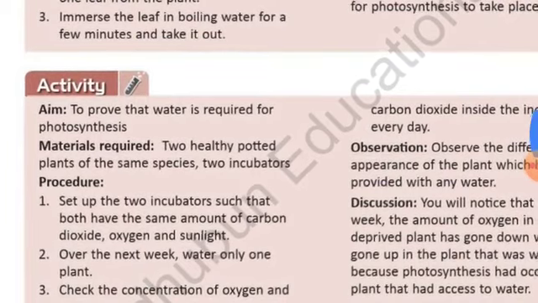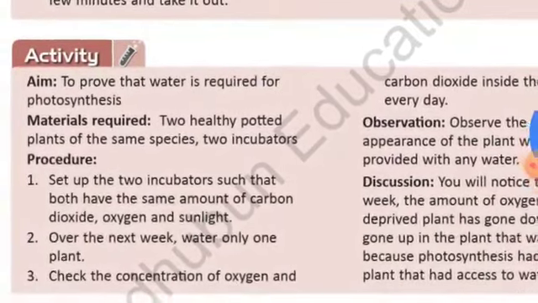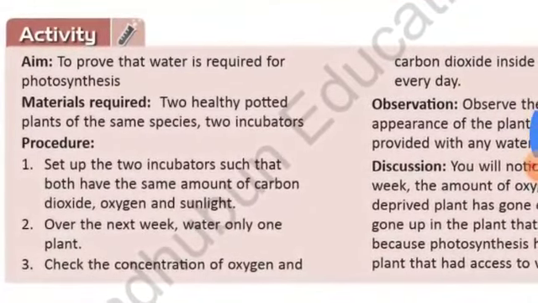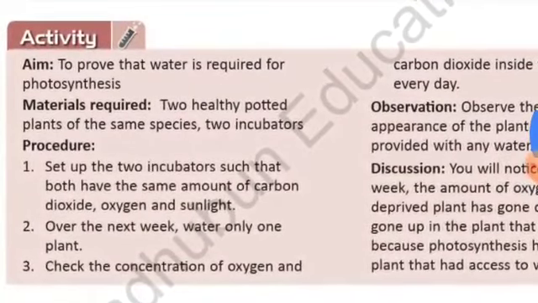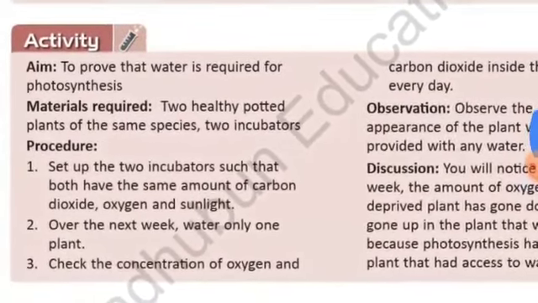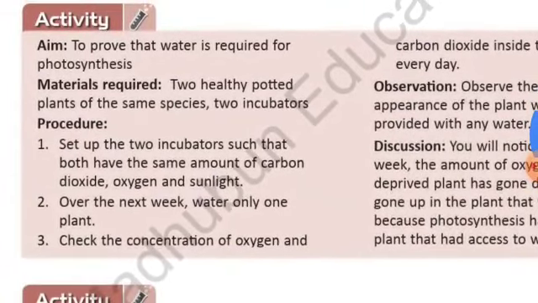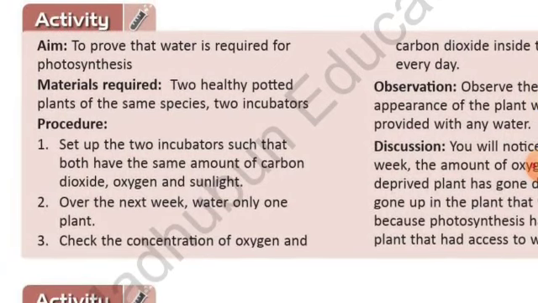These are the necessary factors, and these activities prove that if any one of these factors is absent in the plant, then there will be no photosynthesis. If no photosynthesis takes place, then there will be no glucose prepared and no starch will be stored in plants. So the second activity is to prove that water is required for photosynthesis. For that, we will take two healthy potted plants of the same species.